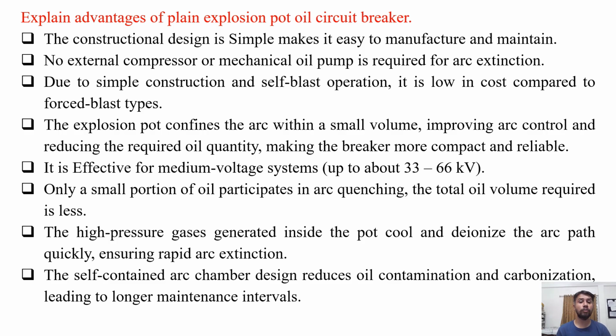It is effective for medium voltage systems, that is 33 kV or 66 kV systems. Only a small portion of oil participates in arc quenching, so the total oil volume required is less. The high pressure gas generated inside the pot deionizes the arc path quickly, ensuring rapid arc extinction. The self-contained arc chamber design reduces the oil contamination and carbonization, leading to longer maintenance intervals. So these are several advantages of plain explosion pot oil circuit breaker.